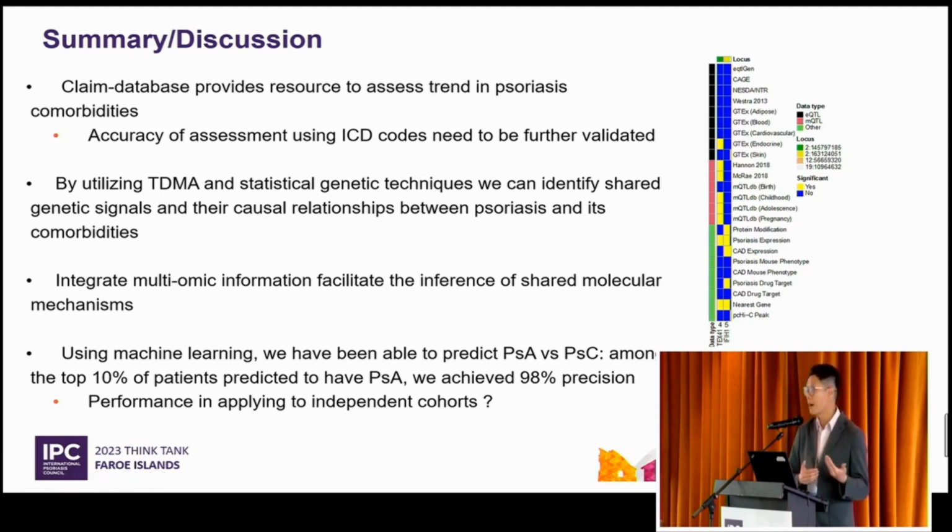We try to account for potential confounding factors. We show how integrating multi-omic information can facilitate inference about shared mechanisms. And when applying a machine learning approach to only the genetic data, we're able to achieve satisfactory results. But can we really apply this to independent cohorts? It's something we need to achieve by bringing together information from multiple different centers.